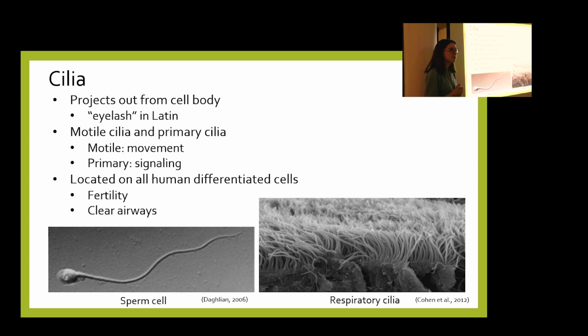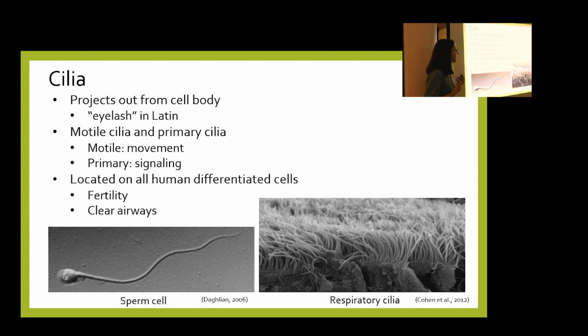There's two main types of cilia. There's motile cilia, which are responsible for movement and cell motility. And then there's primary cilia, which play roles in signaling. And cilia are located on nearly all cells in the human body. And so just to give you some examples of ciliary function in the human body, one example you're probably all familiar with is the human sperm tail, where the sperm tail is actually a motile cilium that's required for motility, so that the sperm cell can swim to the egg for fertilization.